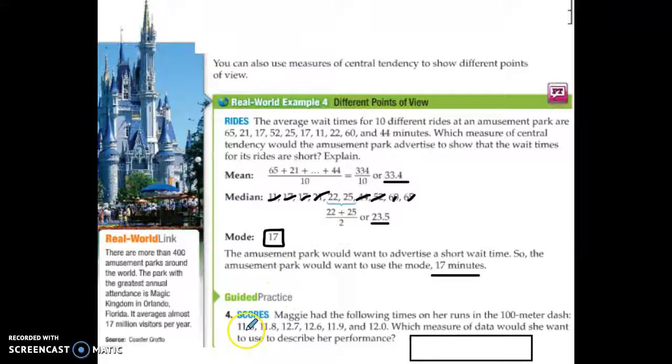Okay. Again, this should be fairly new, but they ask different types of questions with mean, median, and mode.